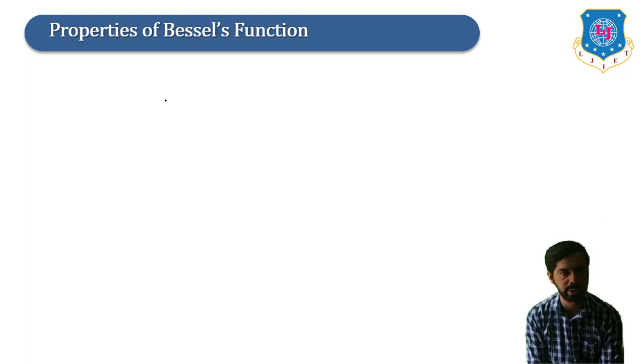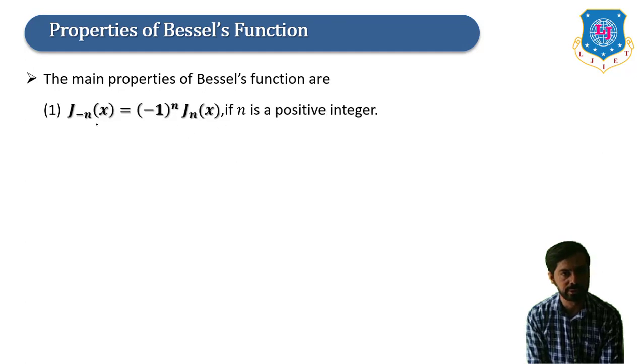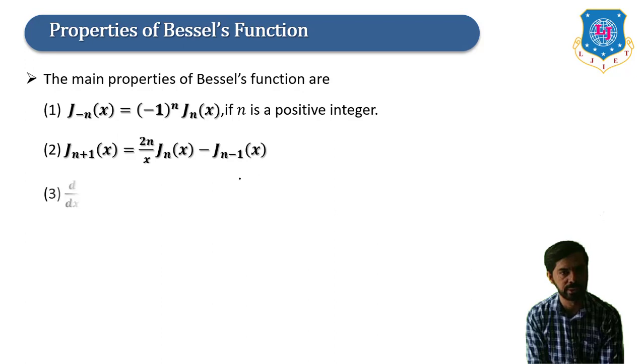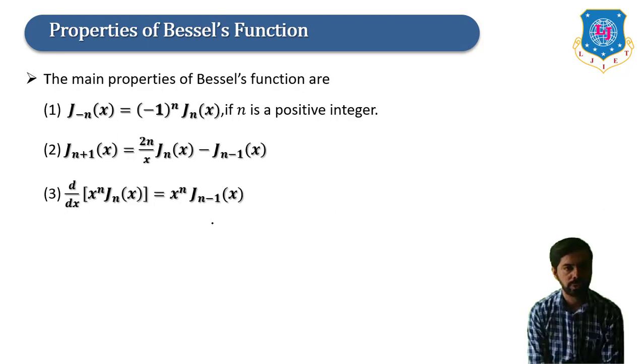Now we will discuss properties of Bessel's function. The main properties are: J minus n of x is equal to (-1) raised to n into Jn of x, if n is a positive integer. Second, J(n+1)(x) is equal to 2n divided by x into Jn(x) minus J(n-1)(x). And third, the derivative of x raised to n into Jn(x) is equal to x raised to n into J(n-1)(x). So these are the main properties of Bessel's function.